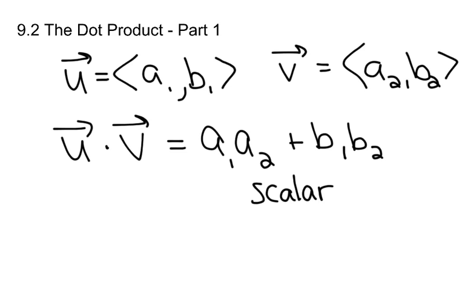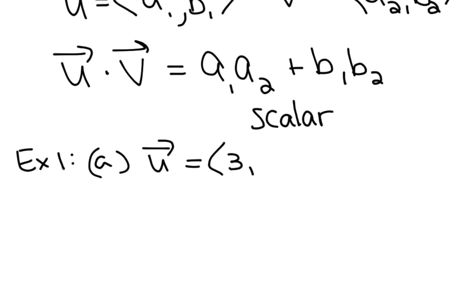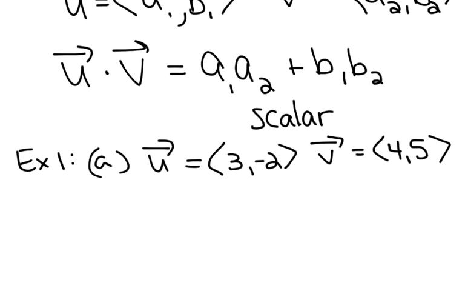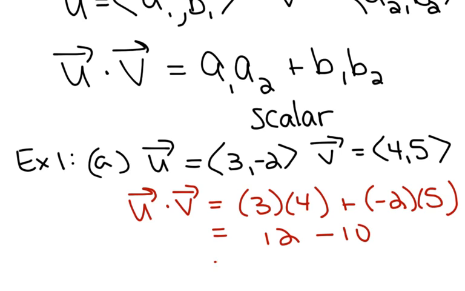So let's do an example where we're going to find the dot product. Again, very easy stuff here. So if u is vector 3, negative 2, and v is vector 4, 5, then the dot product u dot v can be found by multiplying 3 times 4 and adding to that negative 2 times 5. So 12 minus 10 is 2.